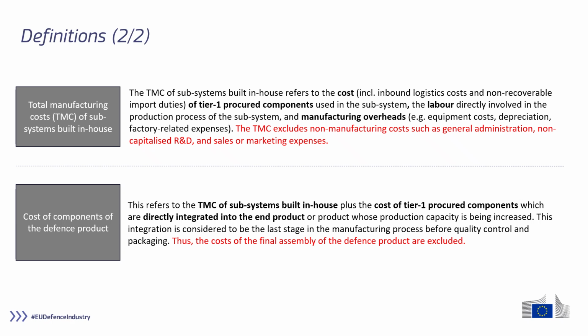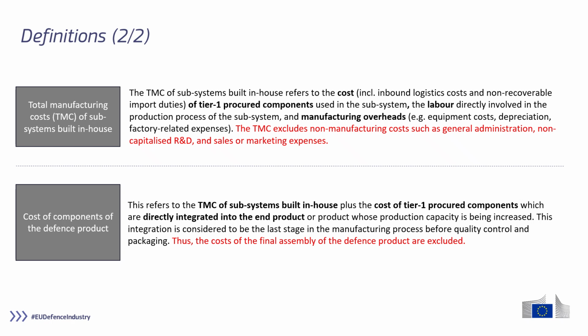For one of the calculation methods, we have to define total manufacturing costs, or TMC, of subsystems that are built in-house. This refers to the cost of Tier 1 procured components that are used in said subsystem, the labor that is directly involved in the production of the subsystem, and manufacturing overheads. The TMC excludes non-manufacturing costs such as general administration, non-capitalized research and development, and sales or marketing expenses.